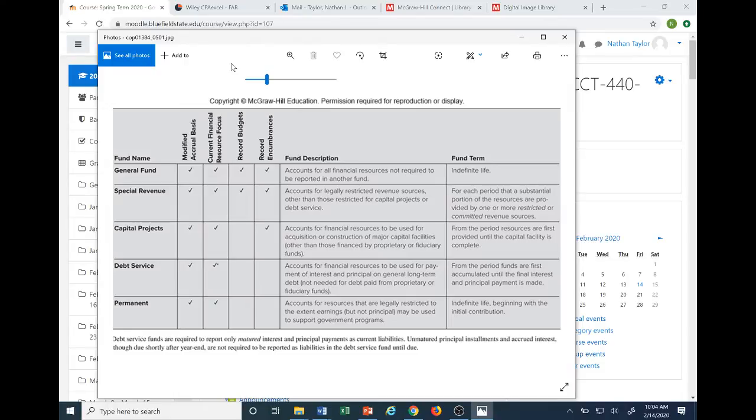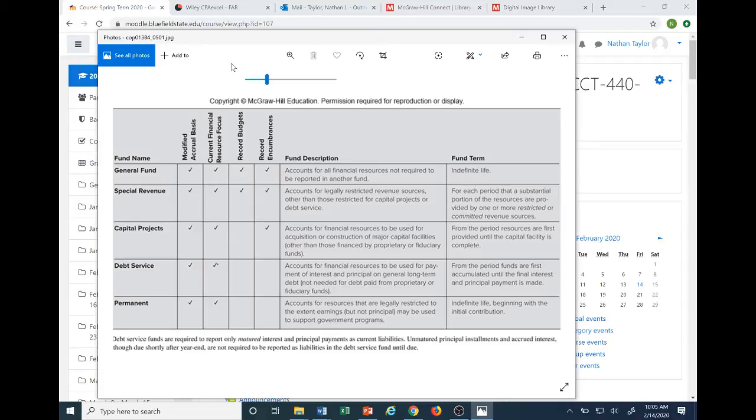The Capital Projects Fund, once again, modified accrual, current financial resource measurement focus. It does not record a budget, and it does record encumbrances within the capital projects. It accounts for financial resources to be used for acquisition or construction of major capital facilities, other than those financed by proprietary or fiduciary funds, because we know those account for it within the relative fund because they're on the accrual basis. The fund term is from the period resources are first provided until the capital facility is complete. So it's basically just for whatever the term of the project is.